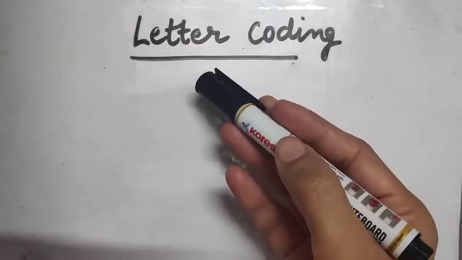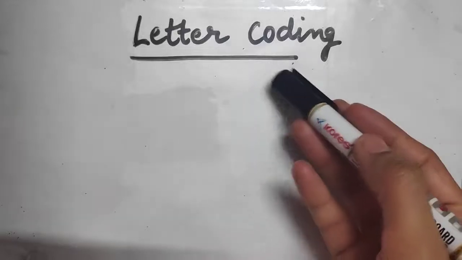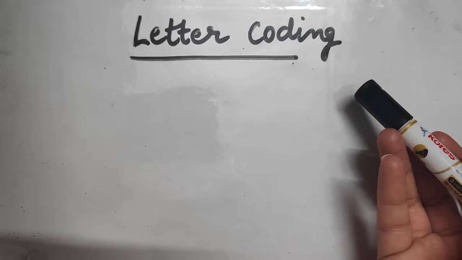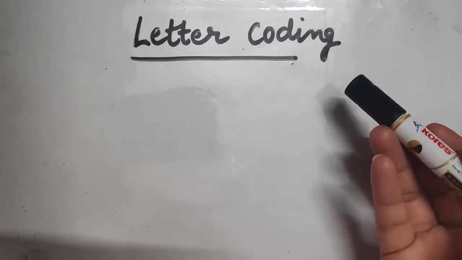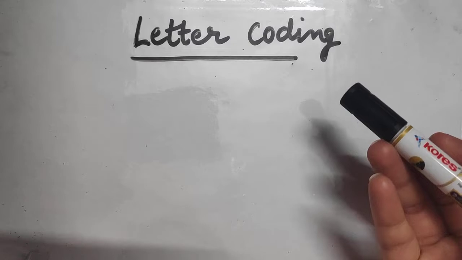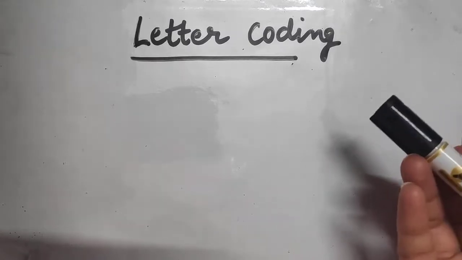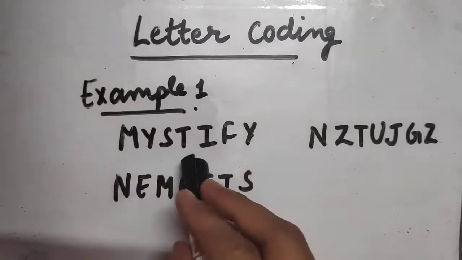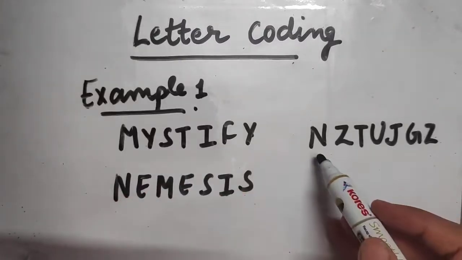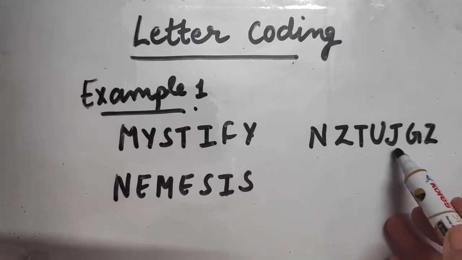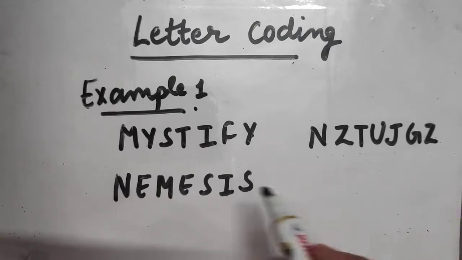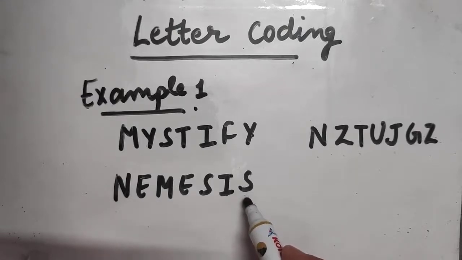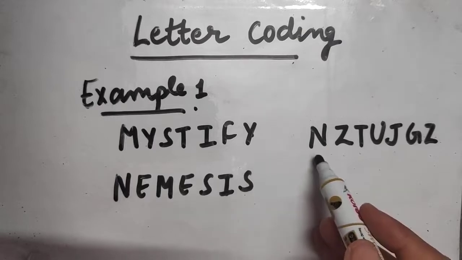Let us understand letter coding. In these questions, the real alphabets in a word are replaced by certain other alphabets according to a specific rule to form its code. We are supposed to detect the common rule and answer the questions accordingly. For example, MYSTIFY is coded as NZTUJGZ. Now, we need to find out how NEMESIS is coded in that particular language.